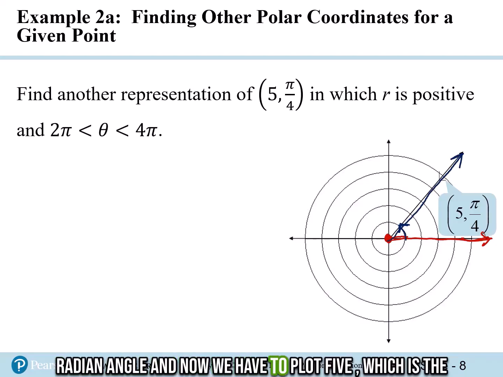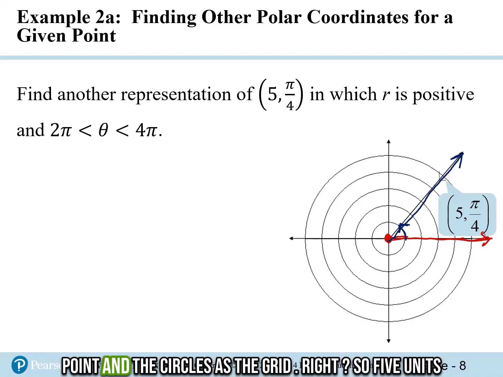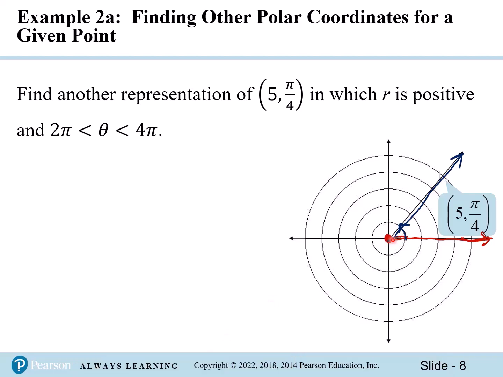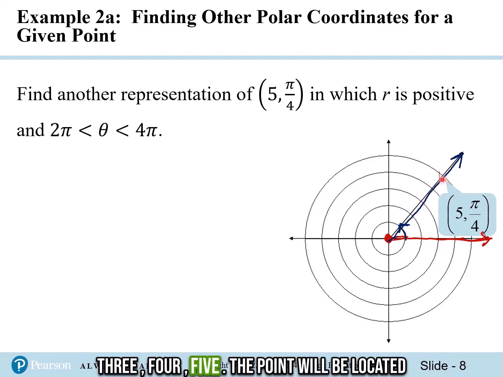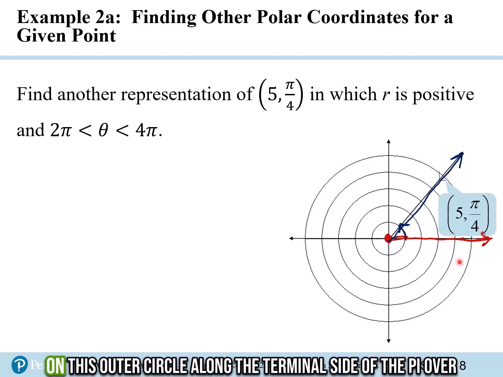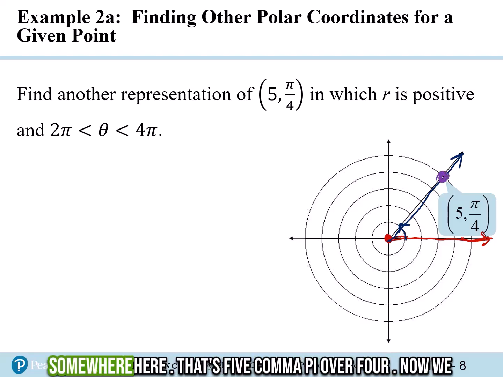And now we have to plot 5, which is the value of r. And for that, we use the pole as the reference point and the circles as the grid, right? So 5 units out from the pole towards the terminal side. So 1, 2, 3, 4, 5. The point will be located on this outer circle along the terminal side of the pi over 4 radian angle. So let's locate the point here, somewhere here. That's 5 comma pi over 4.